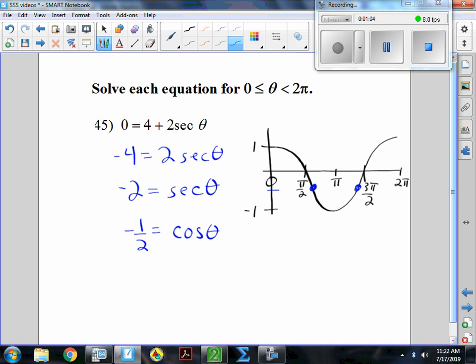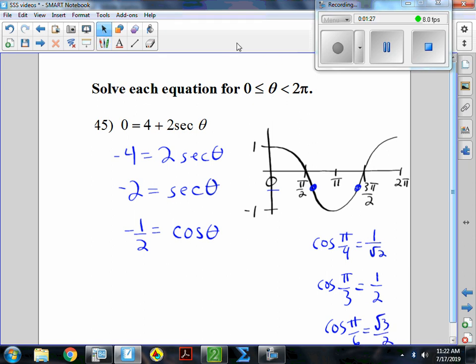Then I need to know my cosine values. So cosine of pi over 4 is equal to 1 over square root of 2, or root 2 over 2. Cosine of pi over 3 is equal to 1/2. Cosine of pi over 6 is equal to square root of 3 over 2. So cosine of a 30-degree angle is root 3 over 2. Cosine of a 60-degree angle, pi over 3, is 1/2. Cosine of a 45-degree angle is 1 over root 2.